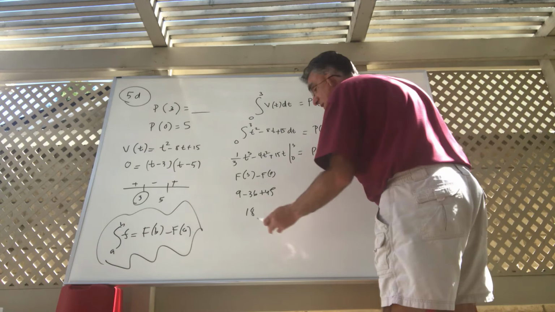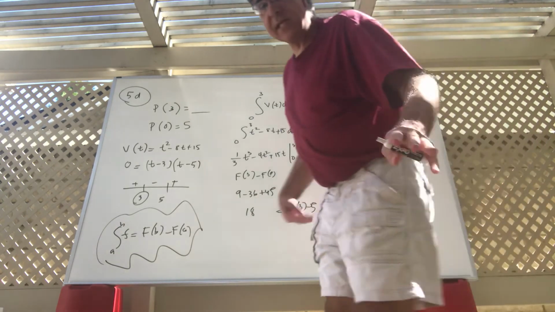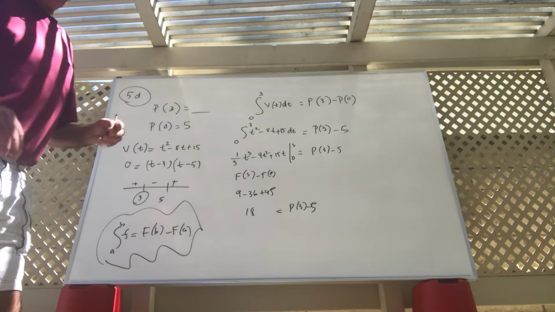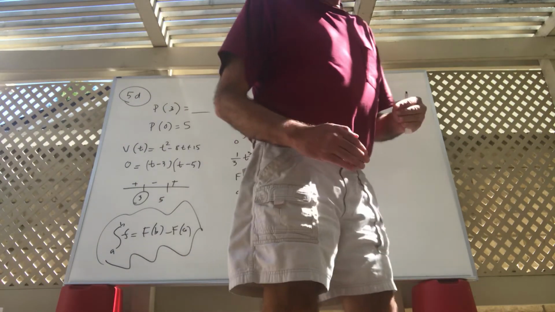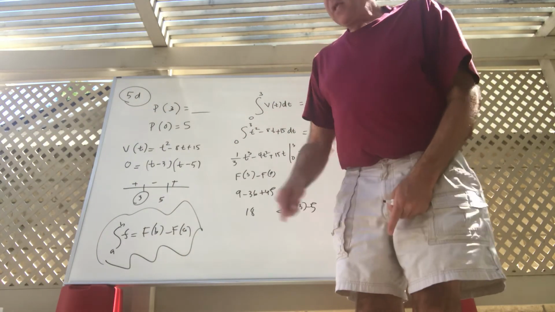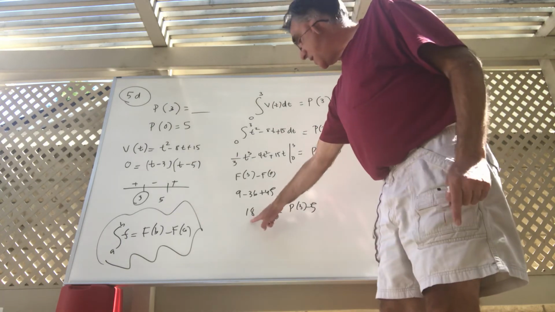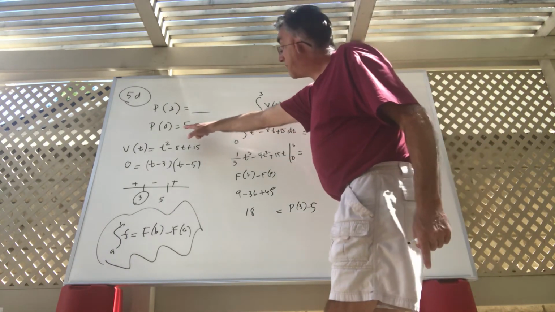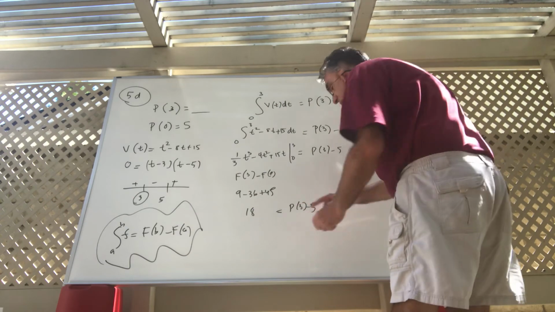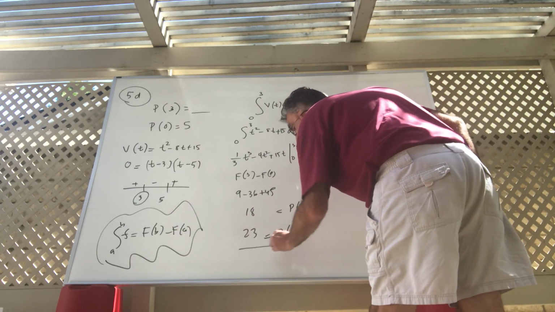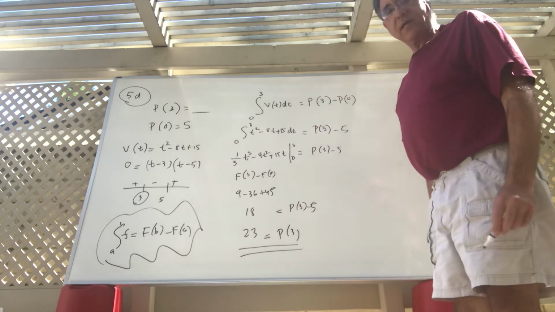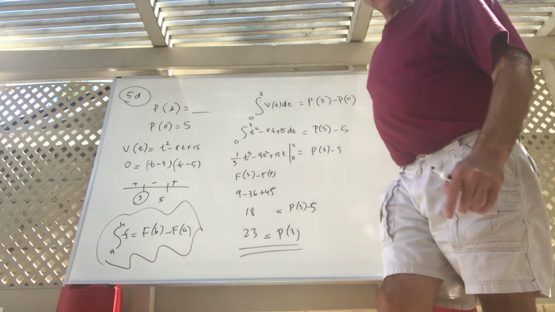So notice that means the displacement is 18. What that means, just to be clear, is that when I started at 0 and I went 1, 2, 3, at 3 seconds I moved 18. But remember, I started at 5. So if I started at 5 and I moved 18, then where did I actually end up? I ended up at 23. Hopefully that answers your question.